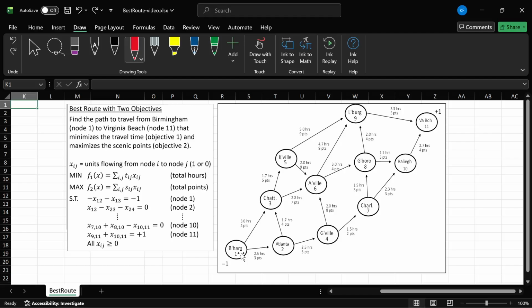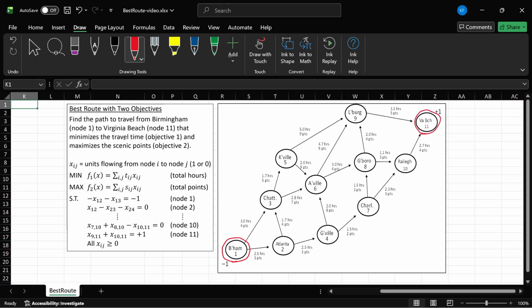To demonstrate multi-objective approaches, the following example will be used. We want to find the best route or path to travel from Birmingham, which is node 1 in this picture, to Virginia Beach, which is node 11, this node, right?